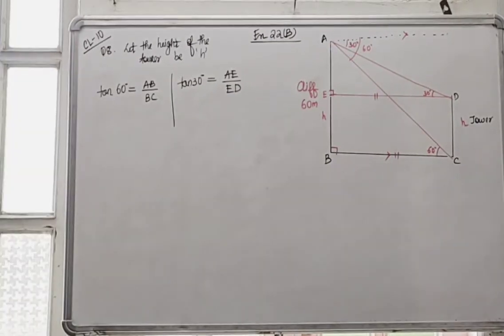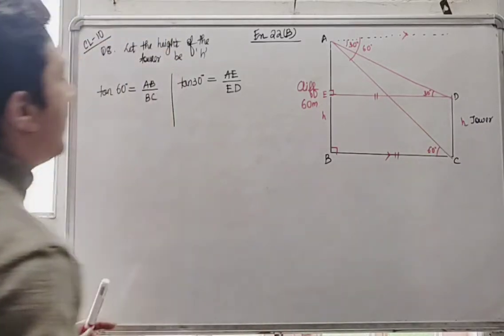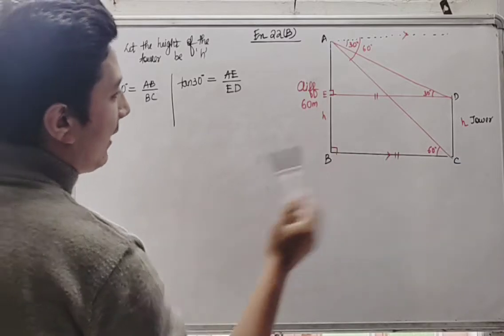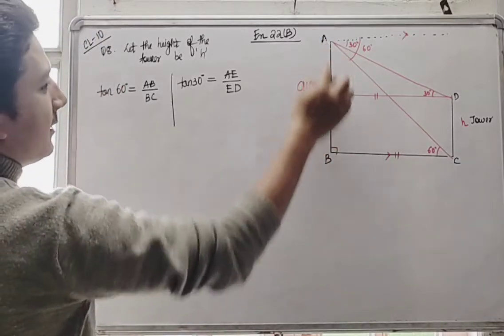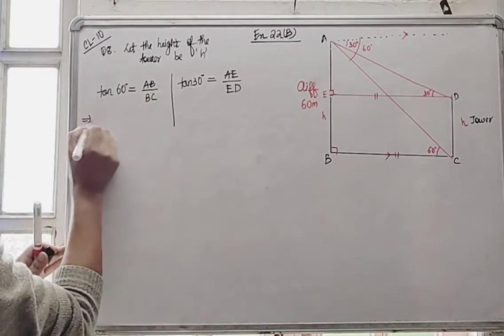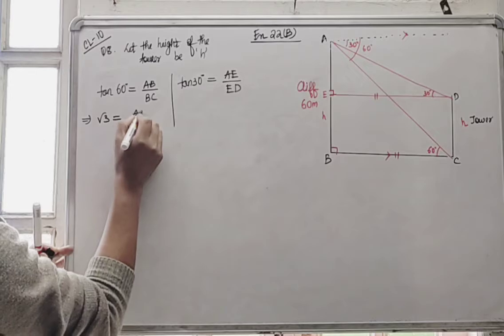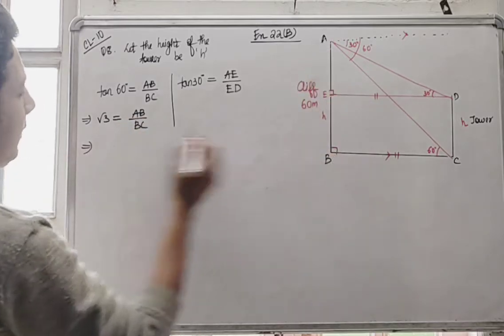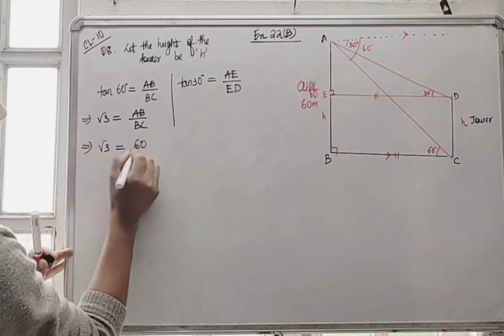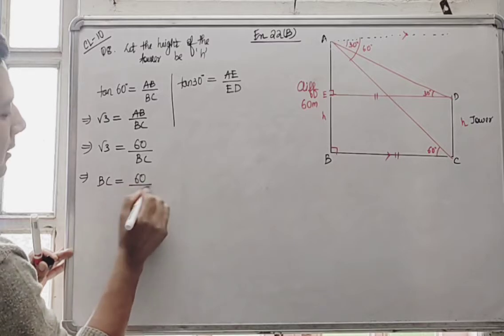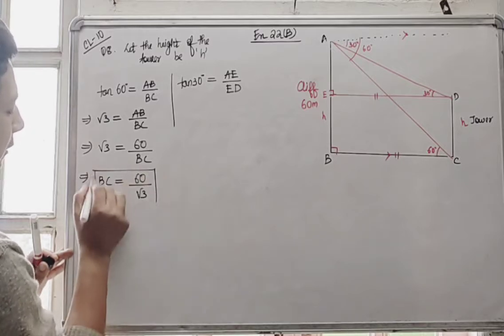Let's start with the assumption. Let us assume that the height of the tower be h. Now tan 60 degree, we know, is AB by BC. We know tan 60 degree is root 3, so root 3 equals AB by BC. Now what is AB? AB is 60, so root 3 equals 60 by BC. That will give me BC equals 60 by root 3. So this is the value for BC.